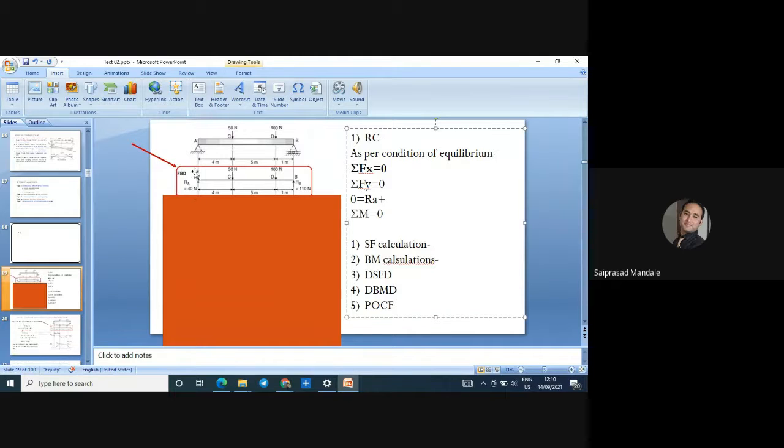Then RB is also moving upward, so it is plus. Now point C and D forces are going downward, so we take them as minus 50 and minus 100. So RA plus RB is equal to 50 plus 100, which is 150. The magnitude of the force is in Newton, so 150 Newton is the sum. This is equation number 1 for us.